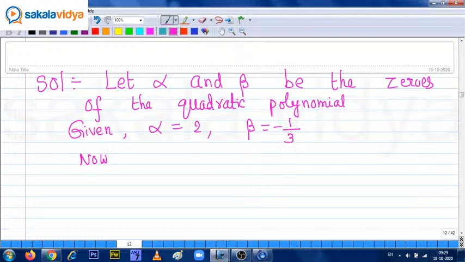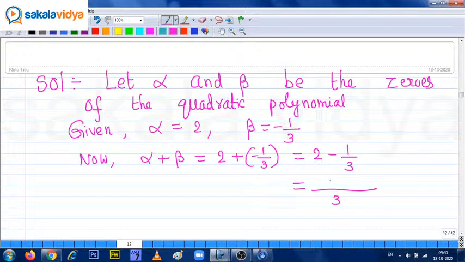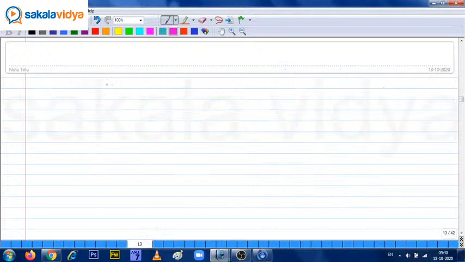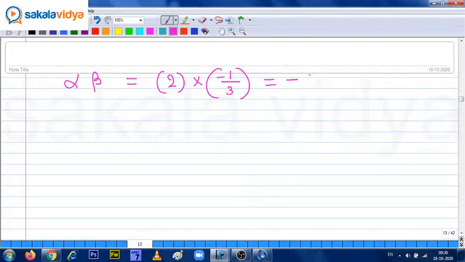Now first step, second step, alpha plus beta we need to find out. 2 plus of minus 1 by 3. This can be written as 2 minus 1 by 3. We need to simplify. Take 3 as LCM. 3 twos are 6, minus 1, 5 by 3. So simplification you need to do very carefully. Next one is alpha beta. Alpha beta equals to 2 times minus 1 by 3. That is minus 2 by 3.